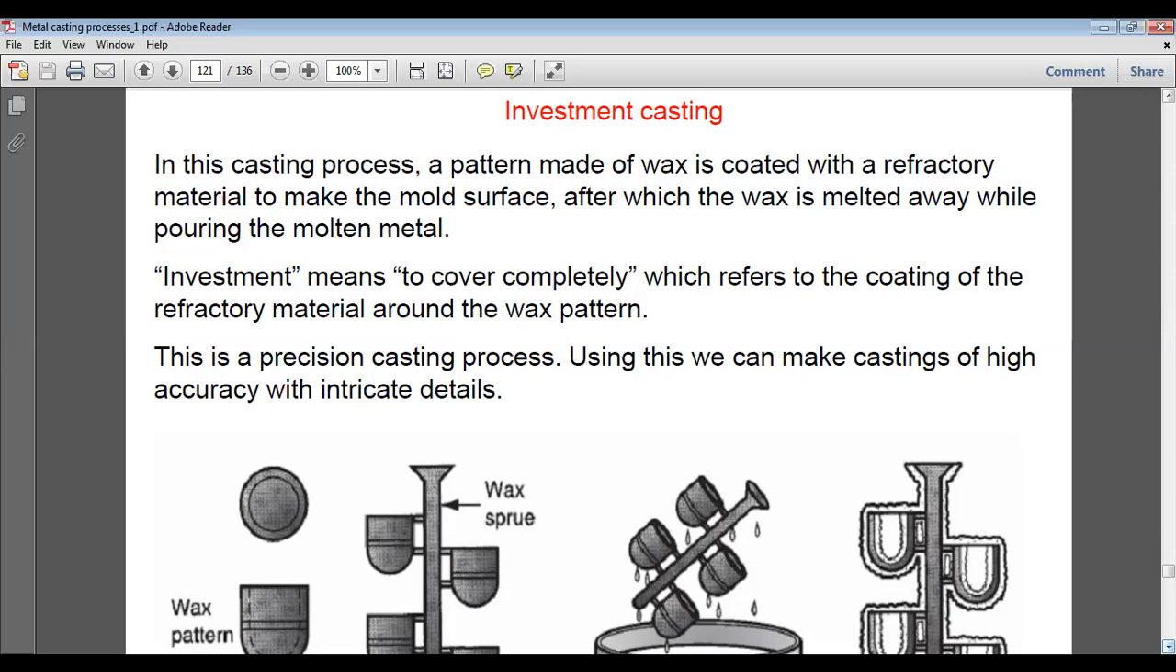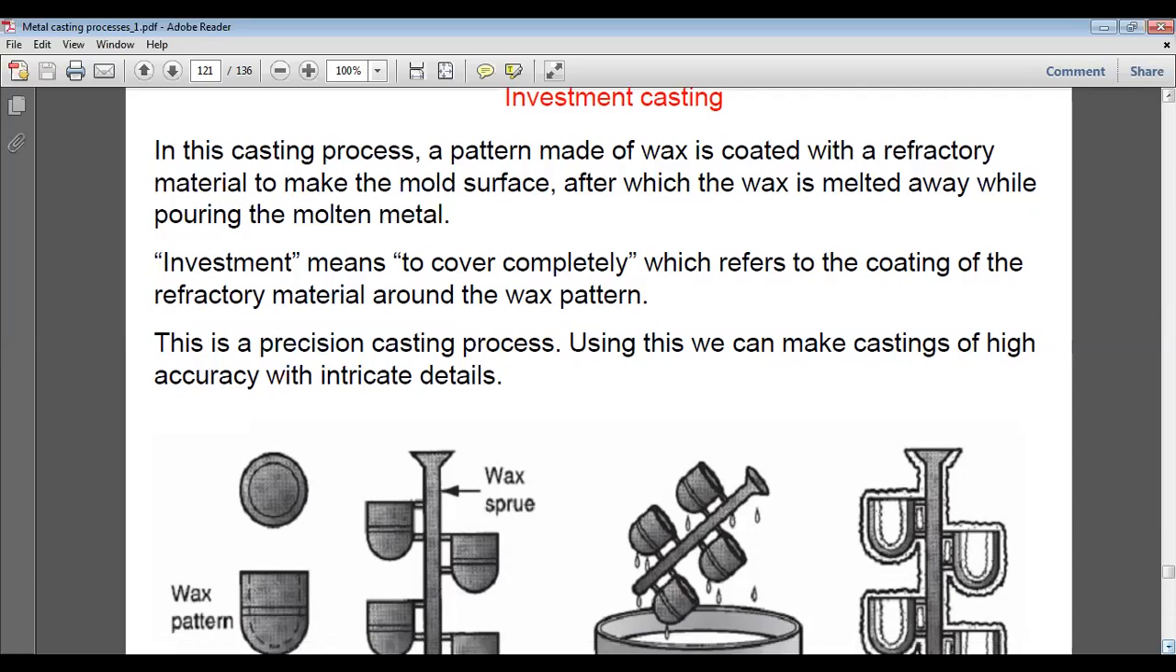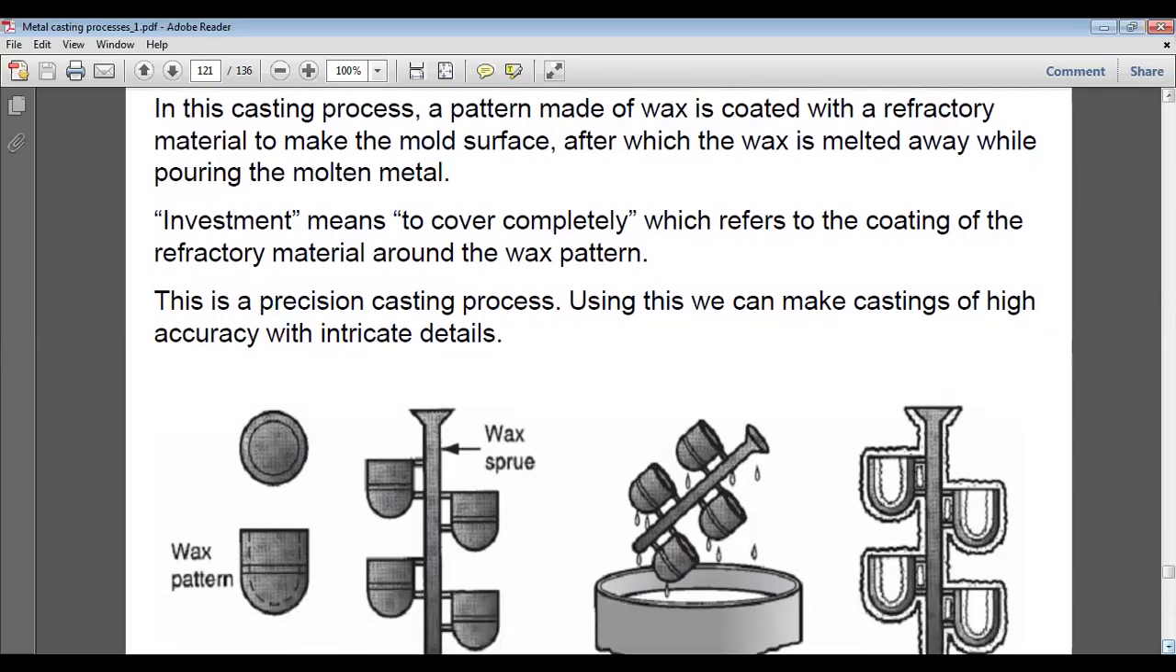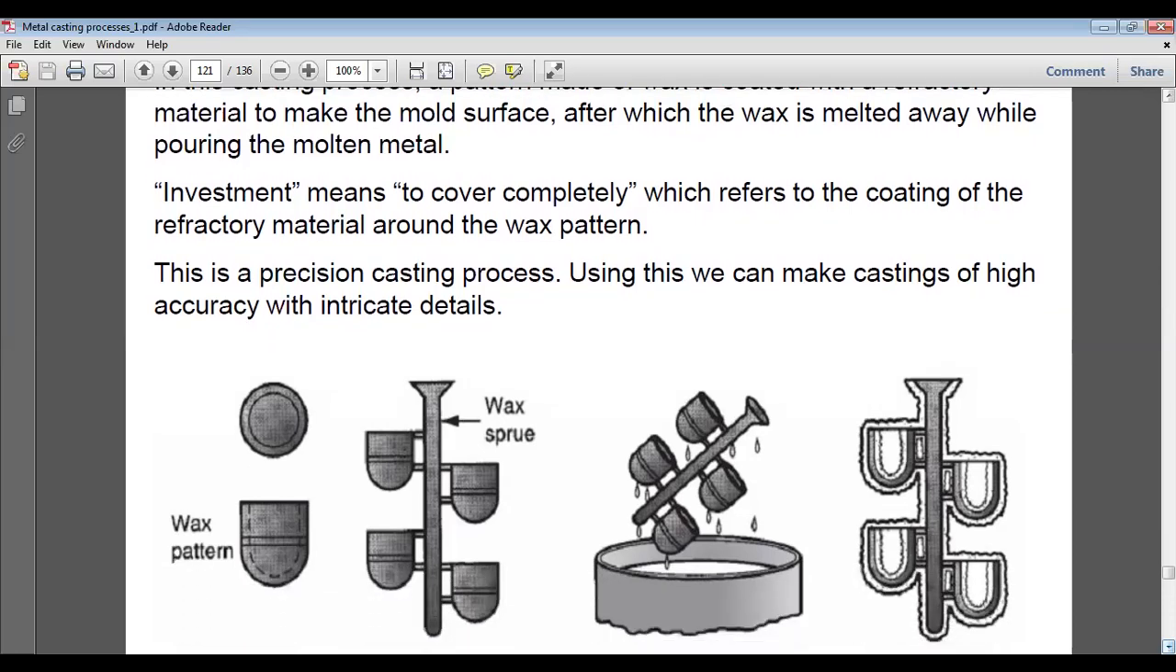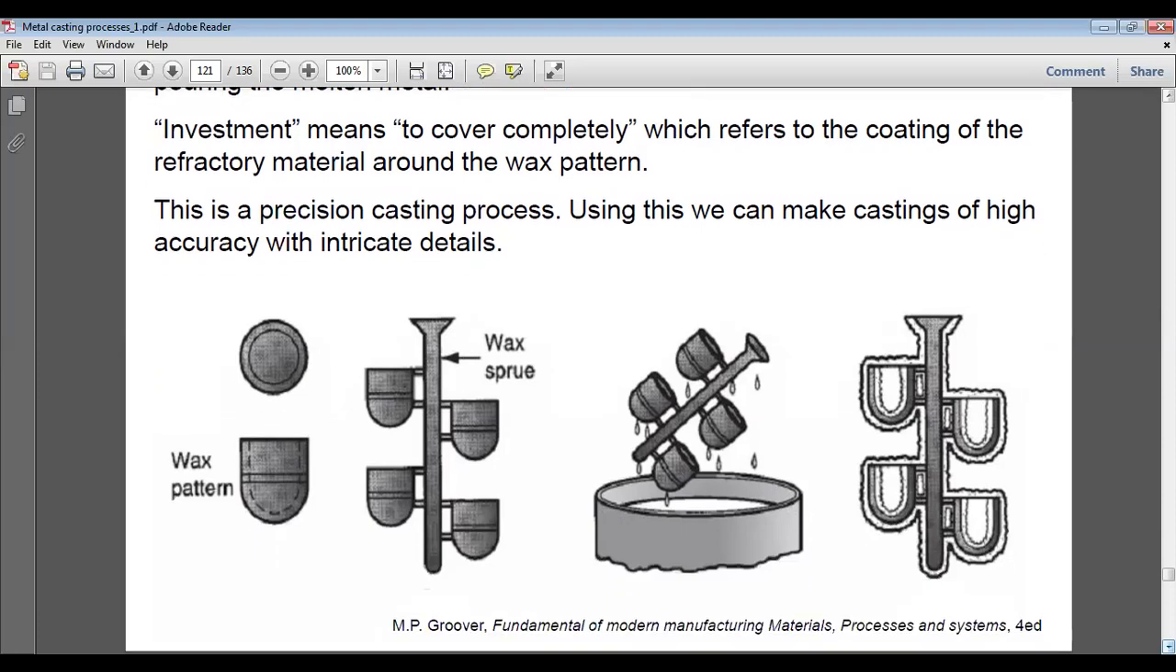So in investment casting, the pattern is made of wax, because wax has a low melting temperature and it melts easily, and it produces good surface finish and has good flowability. Because of these reasons, wax is used as the pattern material. So we can see this is the wax pattern.